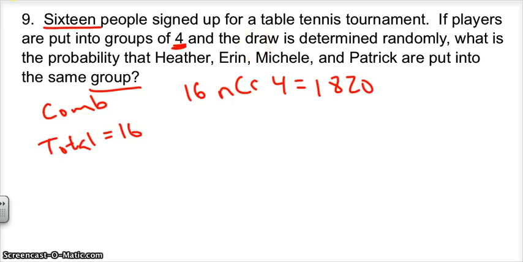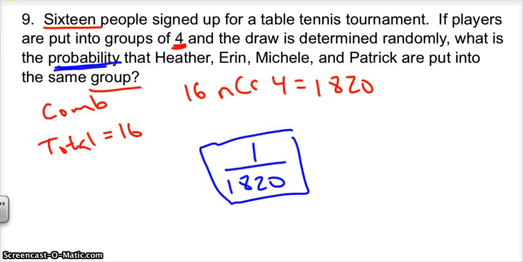What is the probability, right? So the probability is not 1,820. It is how many out of 1,820. Well, there is only one way that you can select that group, so that is one way out of 1,820 different ways. So your probability would be right here.